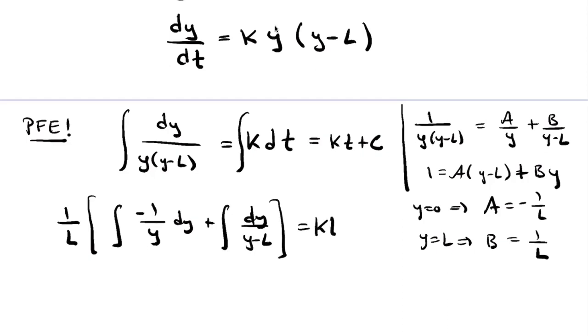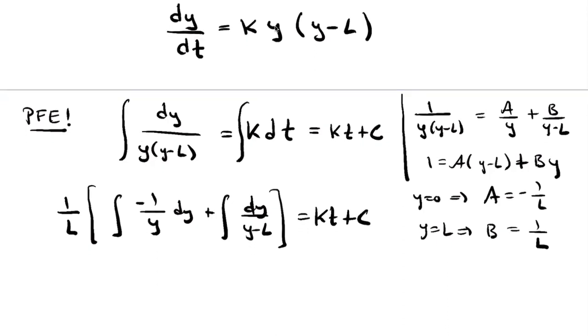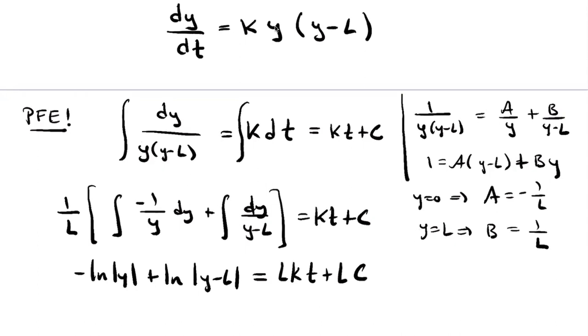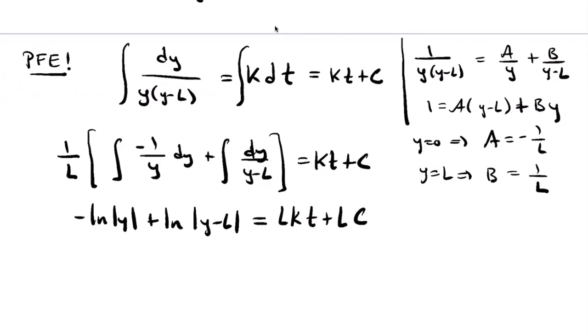Right-hand side, we've already integrated, kt plus c. Okay, so if we multiply both sides by L and do those integrals, we get minus log absolute y plus the log of the absolute of y minus L is equal to LKT plus LC. And I'm going to pull some kind of common shenanigans in differential equationville here. I'm going to rewrite this left-hand side using log properties. So it's the natural log of y minus L over y.